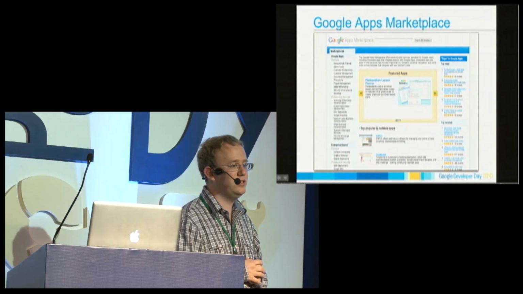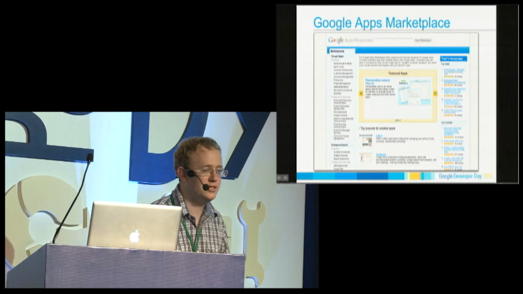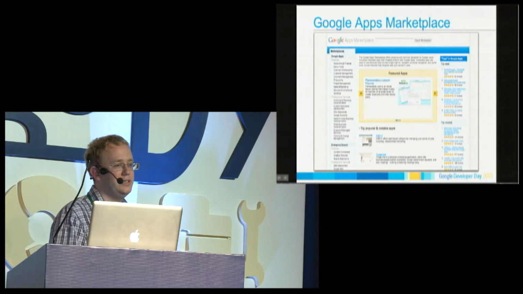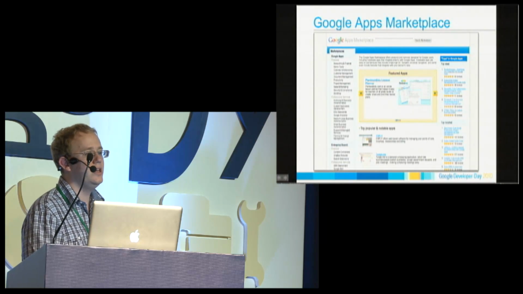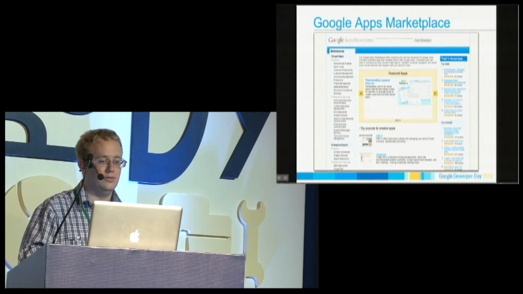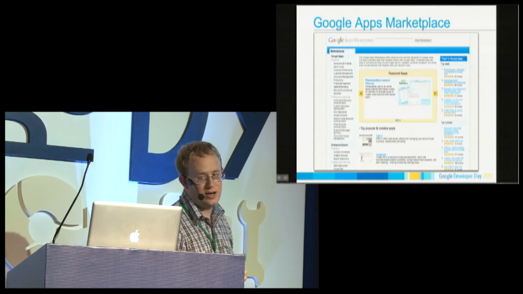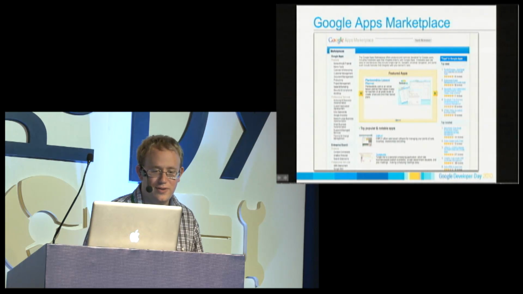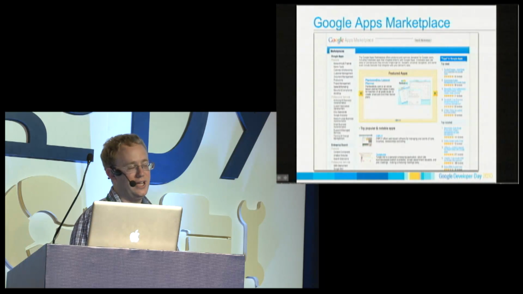Basically, it's a place for you guys to build applications and launch them to customers of Google Apps, where they can discover, purchase, and install these applications, which are well integrated with their data that they store in Google Apps. So this is what the Apps Marketplace looks like. It's at google.com/appsmarketplace.